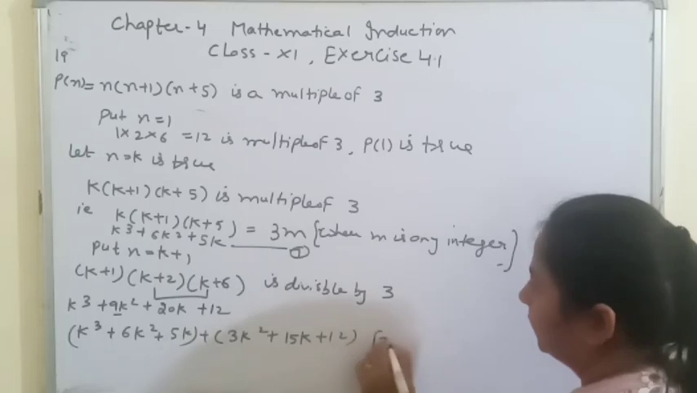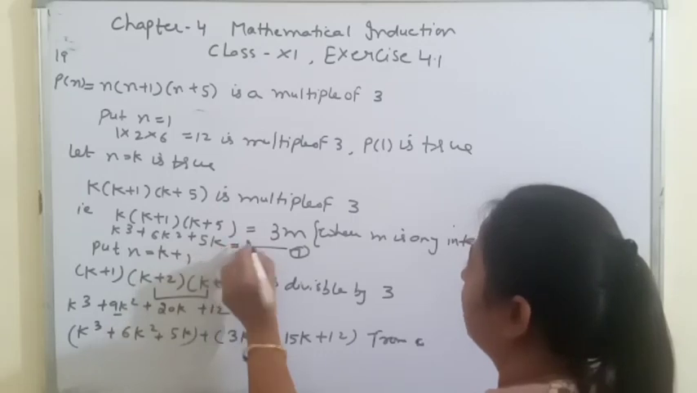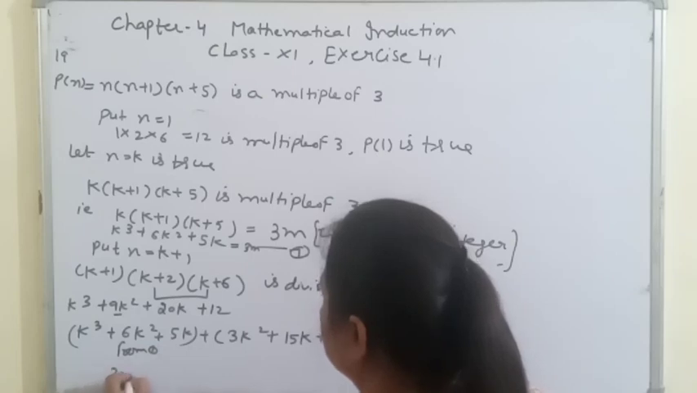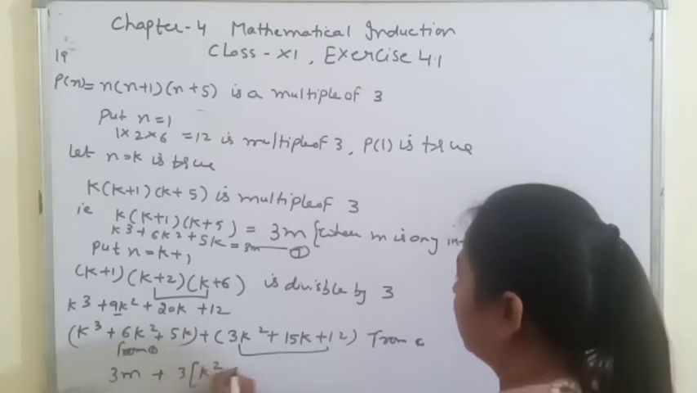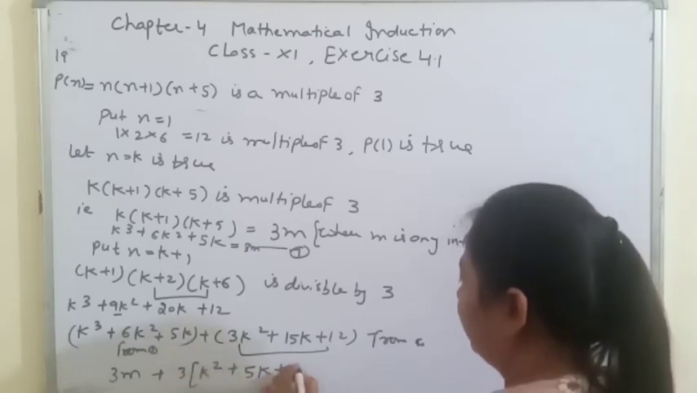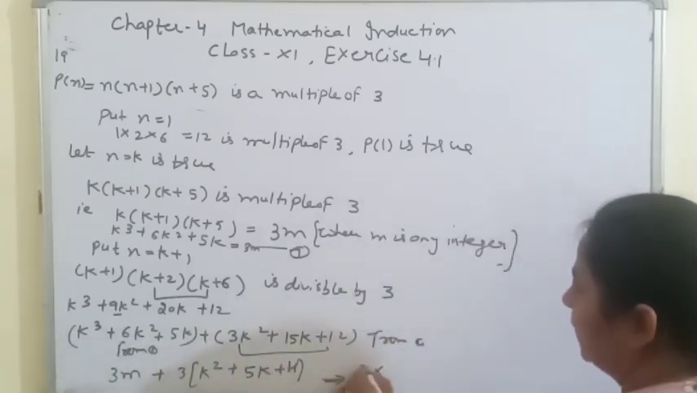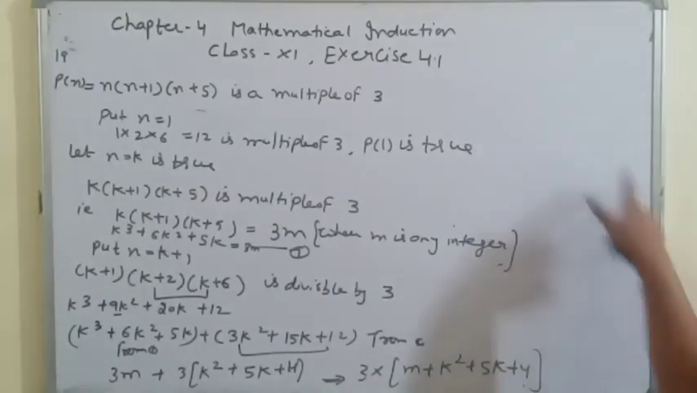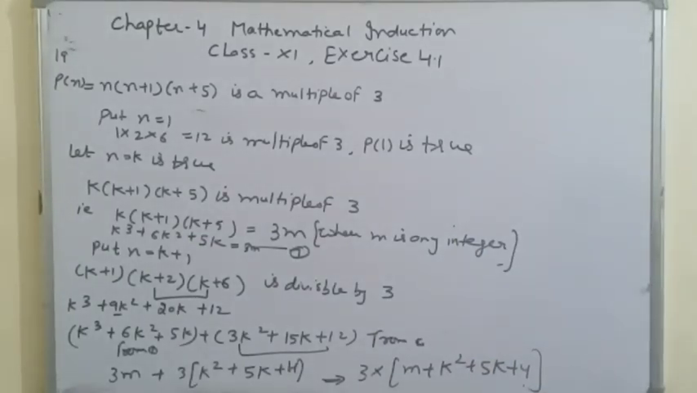So from the first, k cube plus 6k square plus 5k is equal to 3m. So from the first this is 3m, and from the remaining terms we can take 3 common, 3 times (3k square plus 5k plus 4). Now you can see the whole term is a multiple of 3. So obviously n(n plus 1)(n plus 5) is a multiple of 3. Now our statement is true.